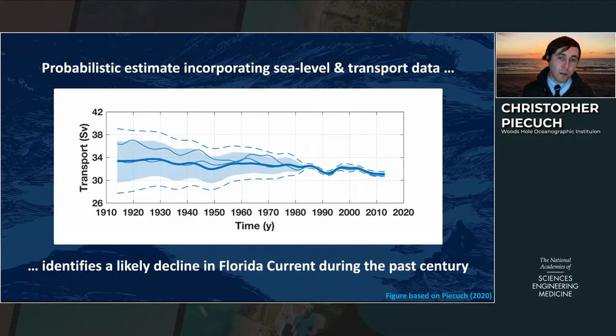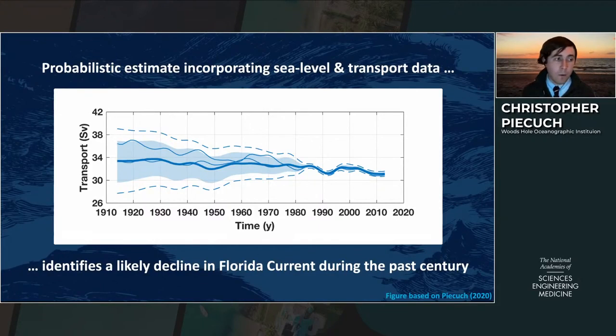And here's the result. So this is my estimate of transport. Again, time on the x-axis, transport in a volumetric rate on the y-axis. The thick line is the median estimate, the shading and dashes are different measurements of uncertainty. I won't go too much into the details. And the solid thin lines are two members of the ensemble. So it's an ensemble-based estimate of past transport change. And the key point here is, again, remember, I haven't removed the trends from the tide gauges, and I'm identifying a likely decline in the Florida current over the past century.